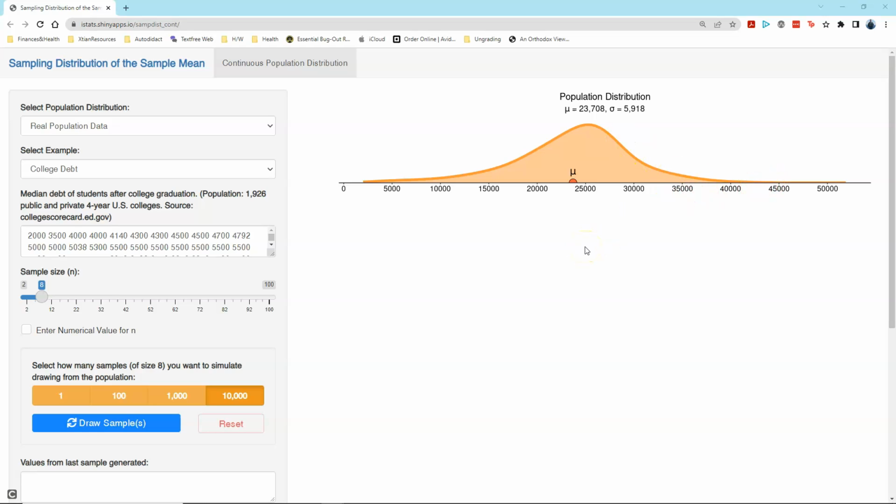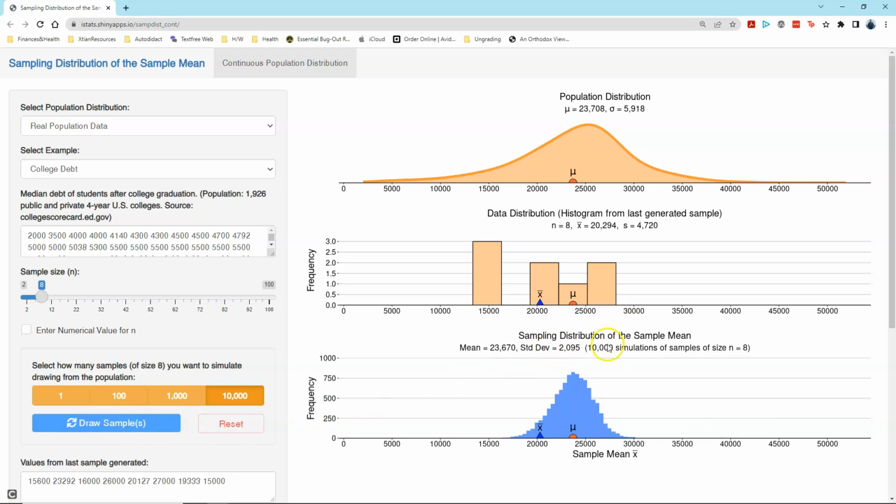And let's say I go ahead and take 10,000 samples of size 8 from this population. So I'm going to go ahead and take 10,000 random samples of size 8. And what I want you to look at is the bottom distribution that is shown for the sample mean x bar. Notice that the sampling distribution of sample means is approximately normal, very close to normal. And again, this is a small sample size, size 8.